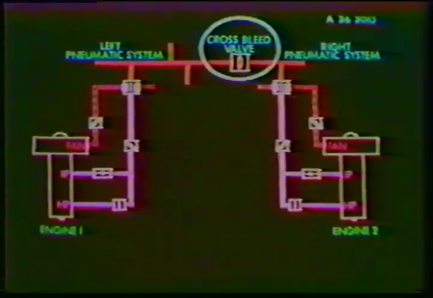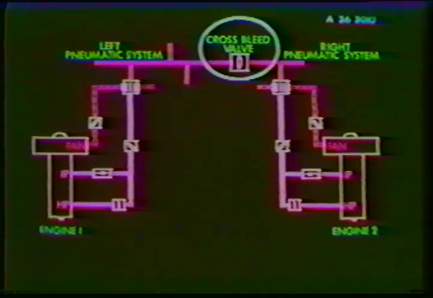The cross bleed valve is electrically controlled. Normally, when both engines supply their manifolds, it is closed. The rotary selector has 4 positions. An amber fault light illuminates when the valve is in transit or in disagreement with a selected position.